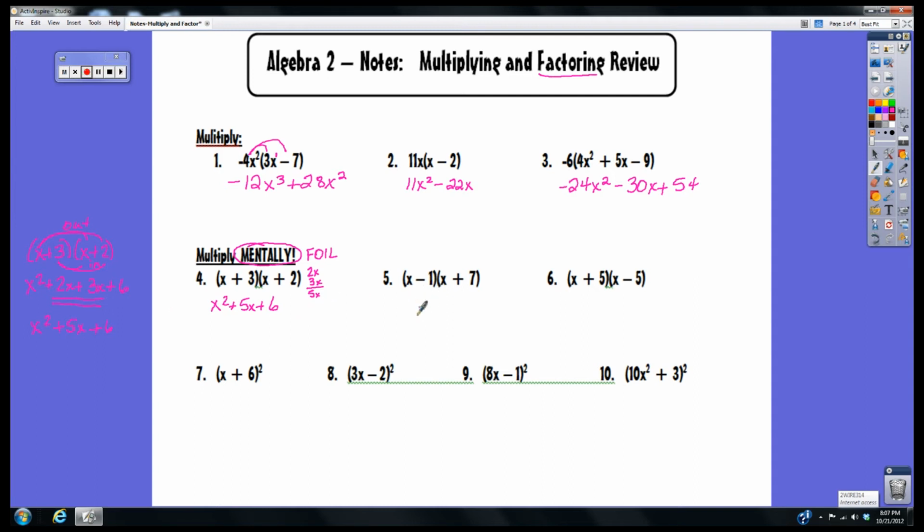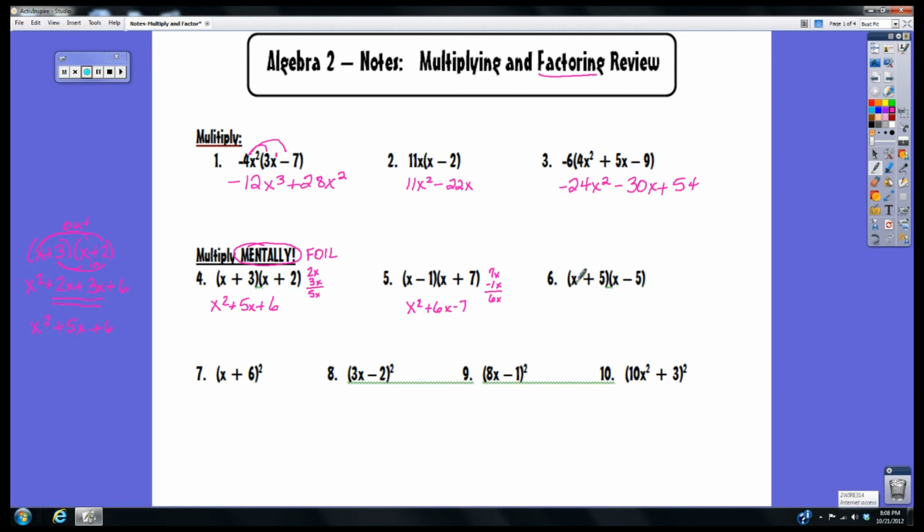So let's try number 5 the same way. X times x is x squared. I'm going to write out to the side, and if you need to, that's fine, but remember, this should be going on in your head. X times 7 is 7x. Negative 1 times x is negative 1x. Try to keep that in your head if possible without writing it down. Combine that. That's 6x, so that's our middle part. And then multiply the last ones. Negative 1 times 7 is negative 7.